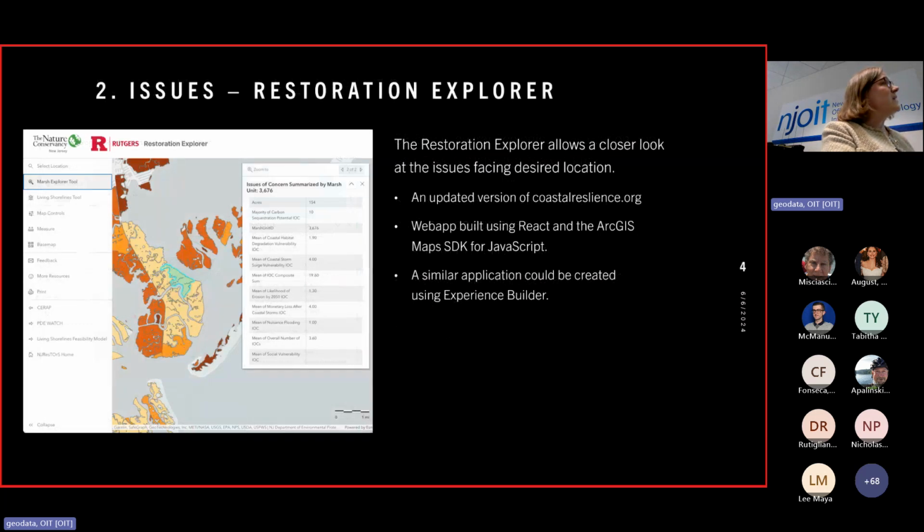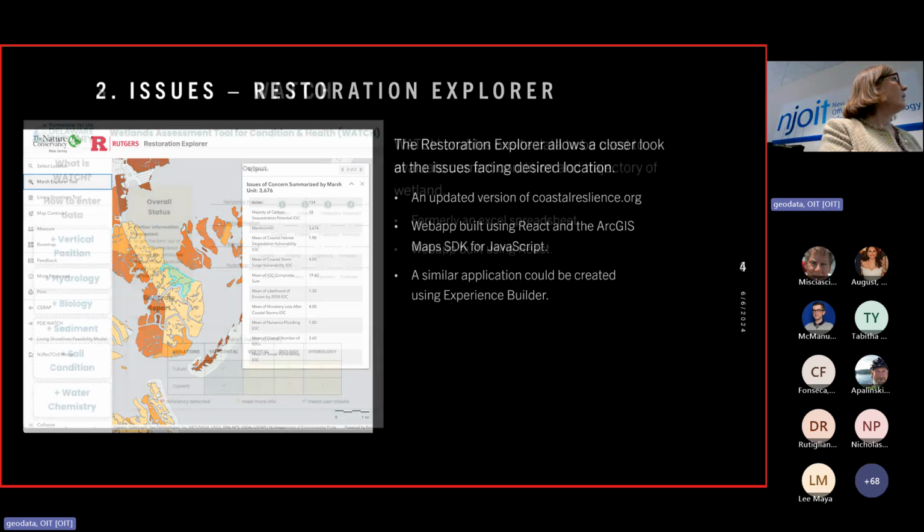So from the CRAP website, that feeds information into the Restoration Explorer website, which allows a closer look at the issues facing the location. So we have a host of layers that are feeding into this web app, but basically it lets people really drill down into the specific location and get all of the pertinent information that they would need to begin wetland restoration work. And again, I built this with React, and a similar application could be used with Experience Builder.